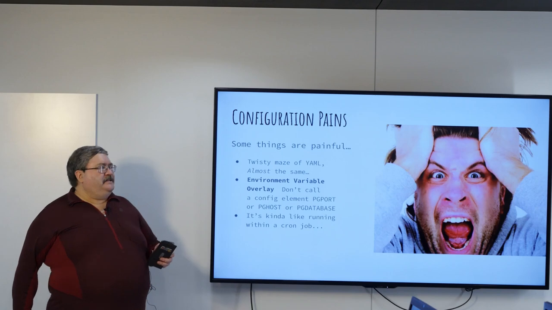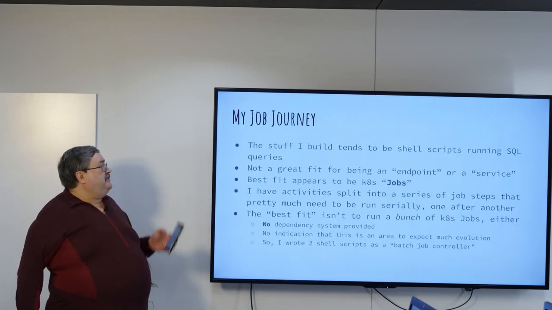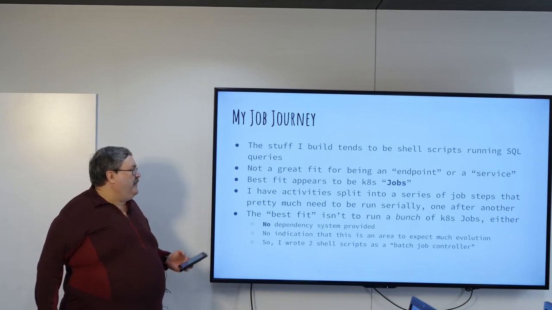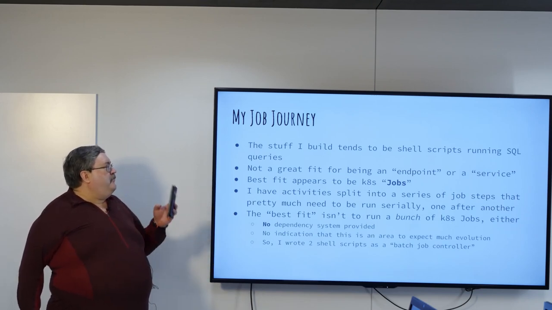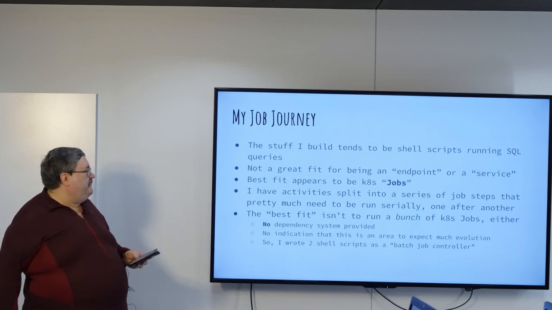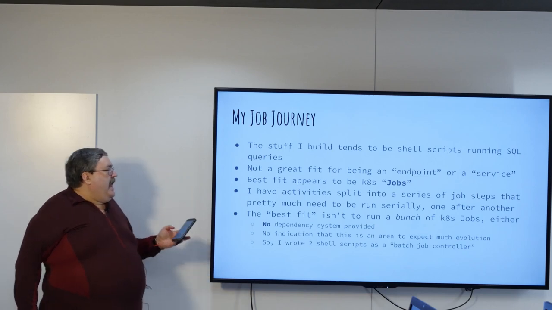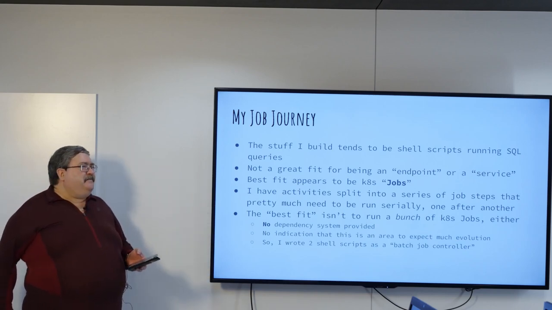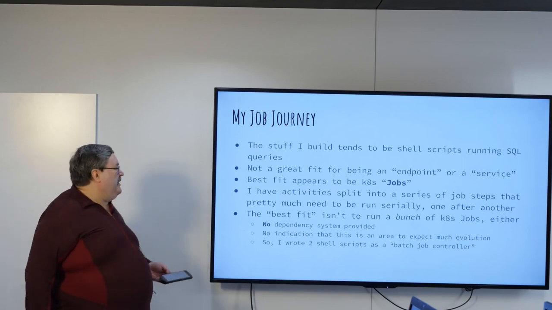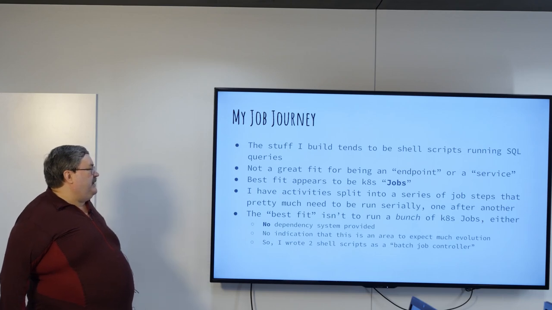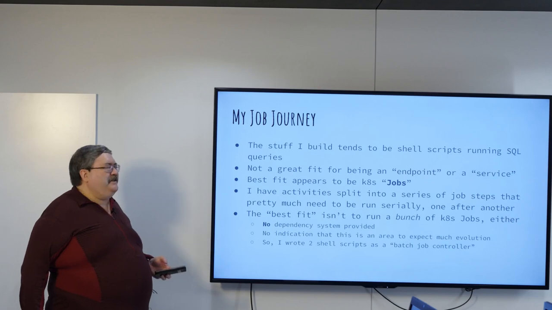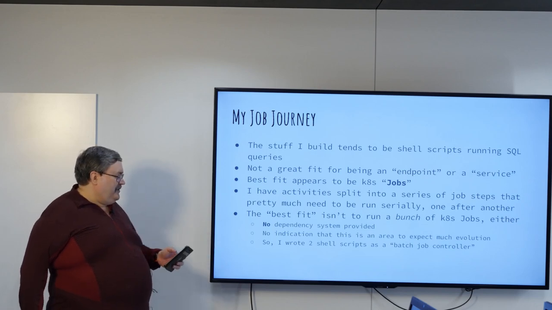Because this is like running things inside a cron job. My journey was I built shell scripts doing database work. This isn't a great fit for being an endpoint or a service or a bunch of these things. The best fit seems to be jobs. I have a bunch of job steps. I was thinking maybe I would define 20 or 30 jobs, but it turns out that's not the best fit because there is no dependency system, no indication that this is going to change.